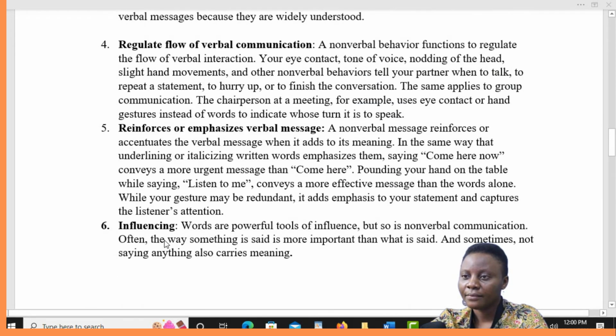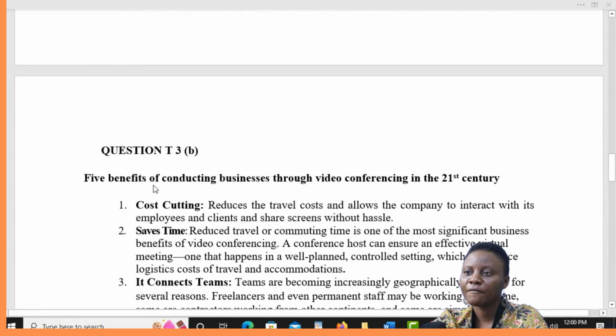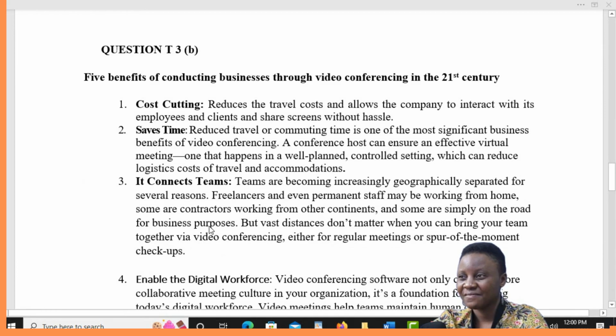Question 3B is looking for benefits of conducting business through video conferencing in the 21st century. So what is video conferencing? This is a kind of conference or meeting that is held electronically or online by use of an electronic gadget with presence of internet.